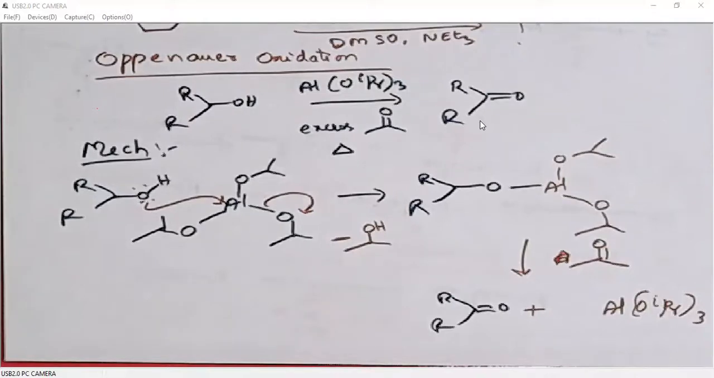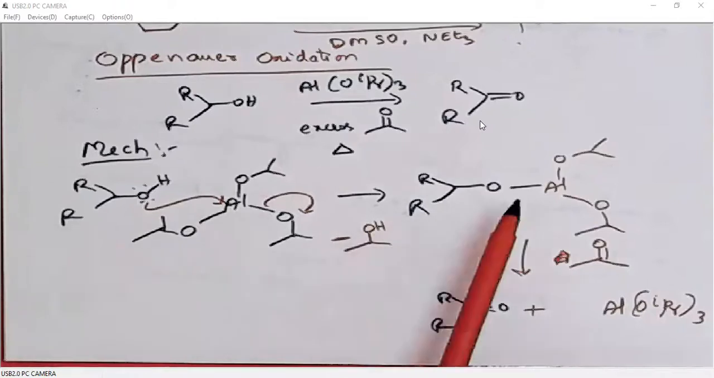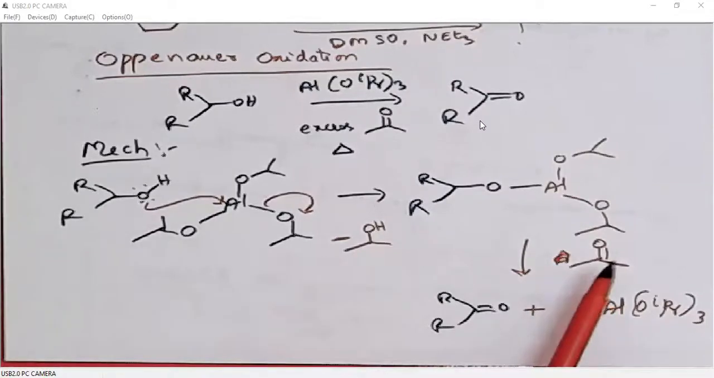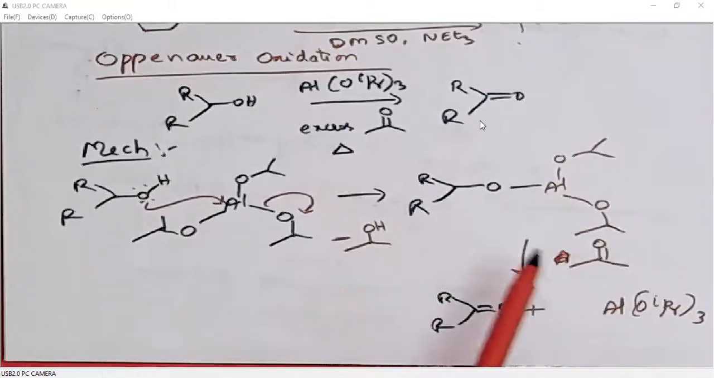What is the mechanism of Oppenauer oxidation? Alcohol will add to aluminum triisopropoxide, so one isopropanol unit will be leaving. Our alcohol now will be involved in bonding with aluminum. When we add acetone, what happens? This alcohol will undergo oxidation, so it generates the carbonyl. Acetone will undergo reduction, so it forms isopropanol. This isopropanol will again form a bond with aluminum and regenerates the catalyst. This catalyst will be involved in another cycle.